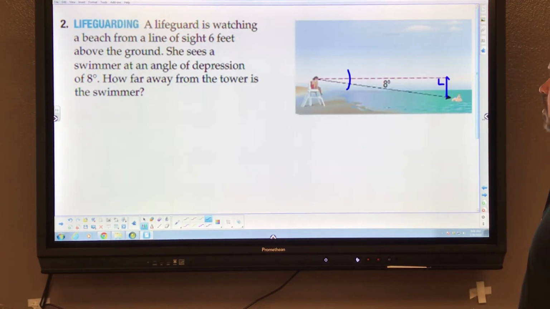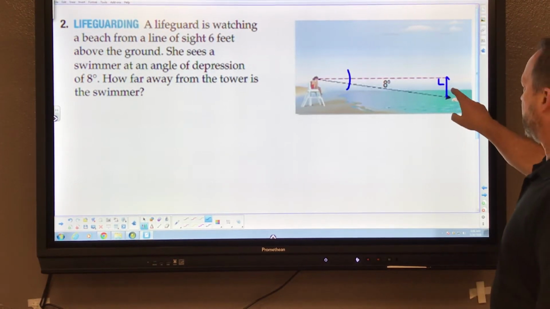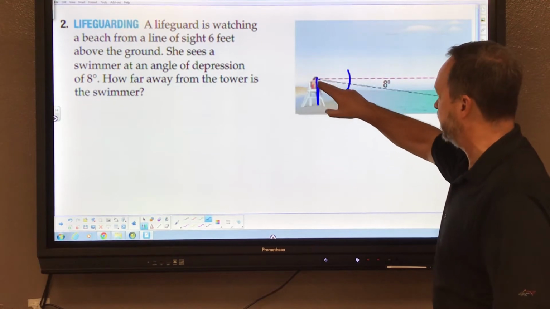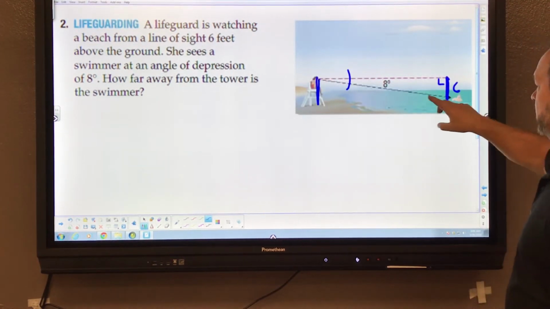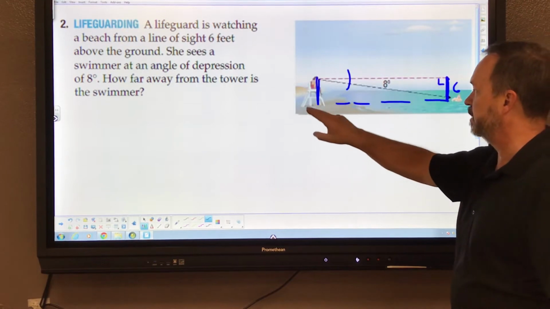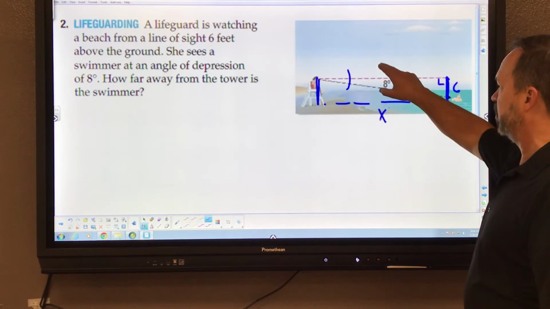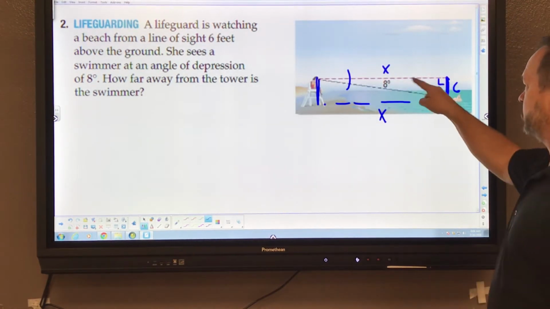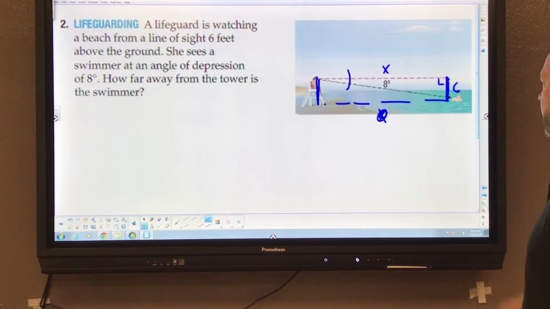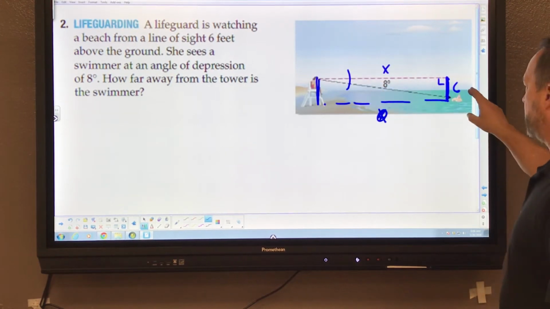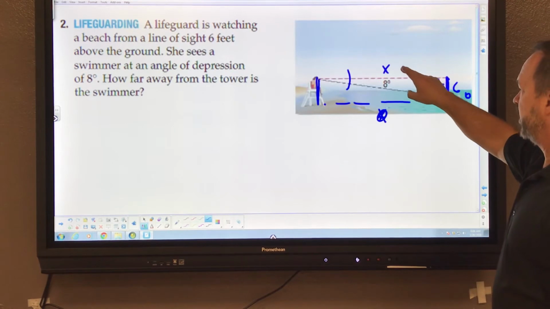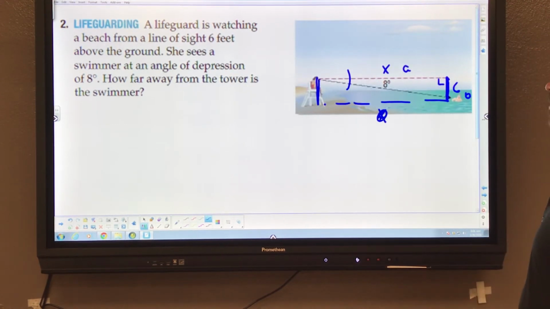It says the lifeguard is watching a beach from a line of sight of 6 feet above ground. So this is 6 here because she's 6 feet above ground, right? And so these two things are going to be the same, because you could actually make a rectangle out of this. She sees a swimmer. How far away from the tower is the swimmer? So you could look at that as X, you could look at that as X, it's the same. So if you're looking at that original triangle, we wouldn't think of it here, we think of it there. But you can see this is opposite, and this is adjacent, so it'd be another tangent problem. So we'd set it up, and we'd do the work.